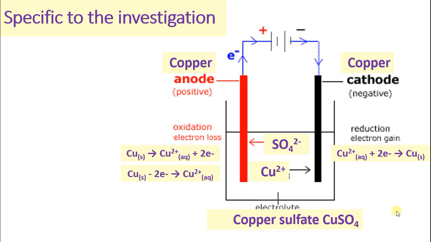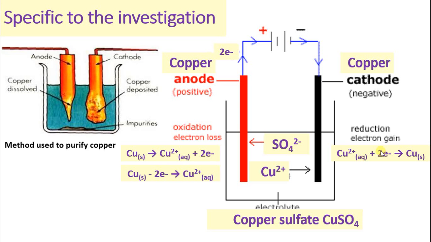We can show this in a different way as the copper metal solid here losing 2 electrons, so minus 2 electrons, to form the Cu2+ ions in the solution, so (aq) there. That's releasing the 2 electrons that then go around the circuit and make the cathode negative, and they're the ones that join up with the copper at this side of the electrolysis cell.